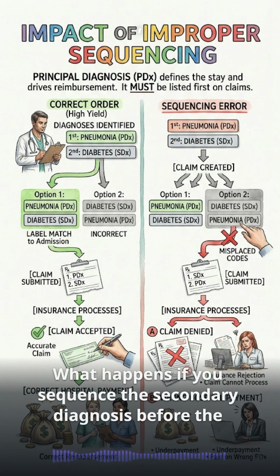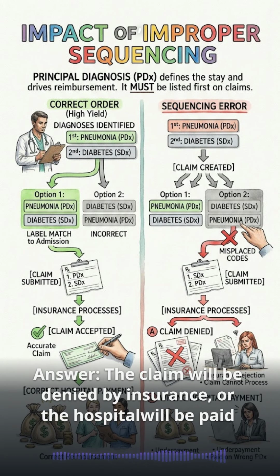7. What happens if you sequence the secondary diagnosis before the principal diagnosis on a claim? The claim will be denied by insurance, or the hospital will be paid the wrong amount.